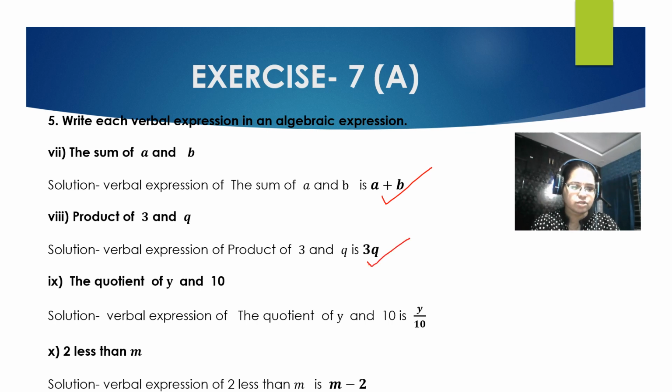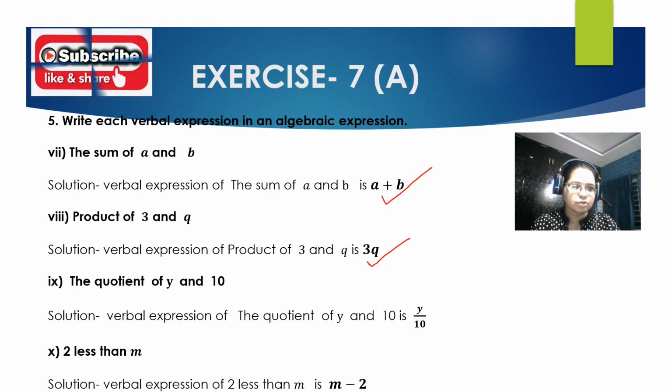Ninth bit the quotient of Y and 10. Quotient means division symbol. So verbal expression of quotient of Y and 10 is Y divided by 10. Tenth bit 2 less than M. Less than will be represented with minus sign. So verbal expression of 2 less than M is M minus 2. Subtracting 2 from M, that is M minus 2, is the verbal expression of 2 less than M.